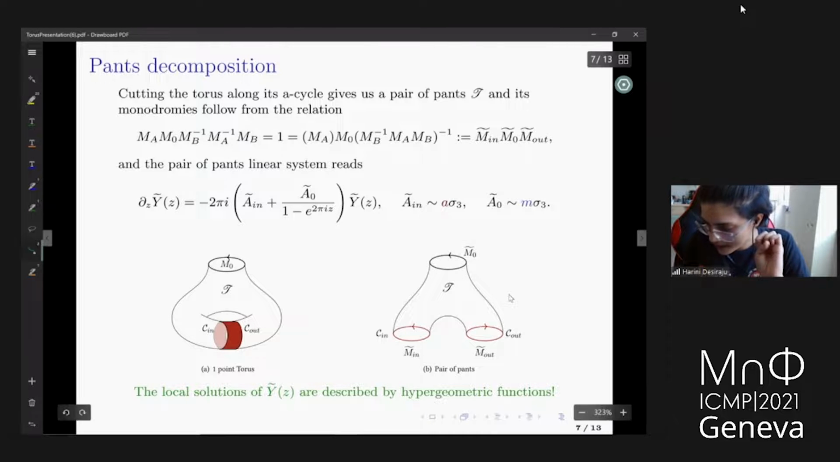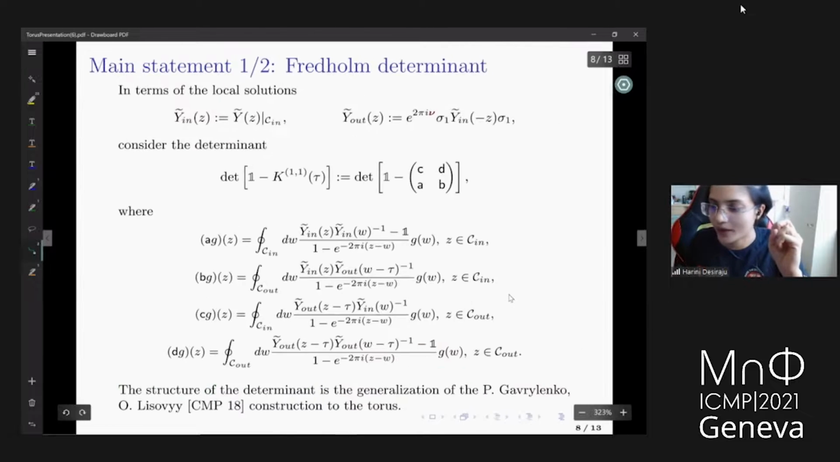So now let's restrict y tilde to the boundaries C_in and C_out. And I'll call them y_in and y_out. And they're related to each other through a symmetry relation. There is sigma_1. Sigma_1 is a Pauli matrix. And this monodromy parameter nu is here.